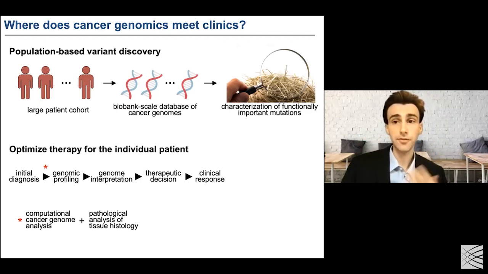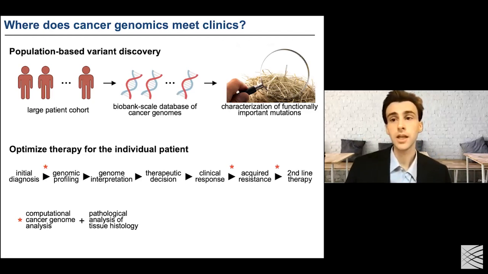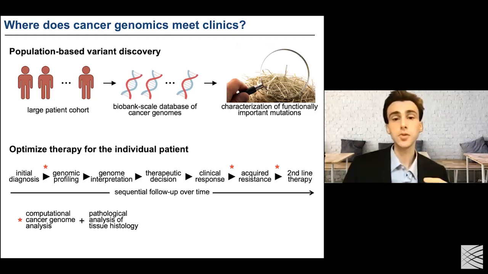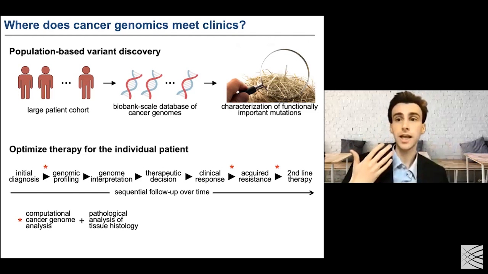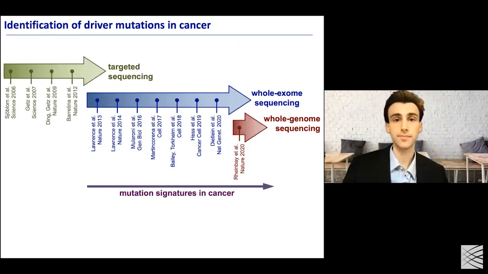But unfortunately, after the initial clinical response, most patients will eventually acquire some form of resistance. And this is where you have a second profile, usually from the cancer genomics platform, to design the second line therapy. So it's really a sequential follow-up over time where cancer genomics analysis works together with pathologists and clinicians to make therapeutic decisions.